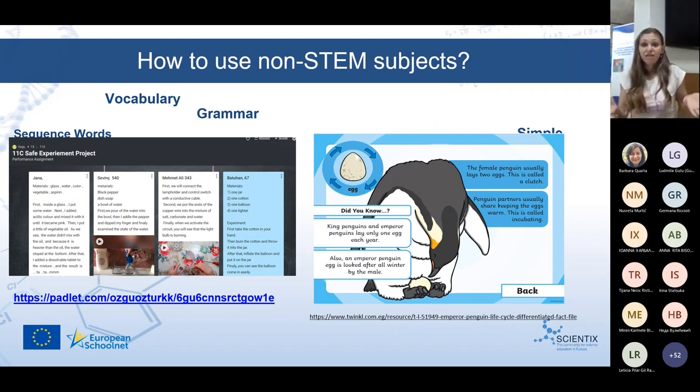So, how to use non-STEM subjects? Where to integrate non-STEM subjects in our language class? Here, I'll explain some of them step by step. Let me start with vocabulary teaching.